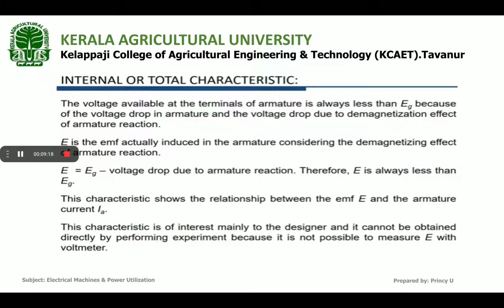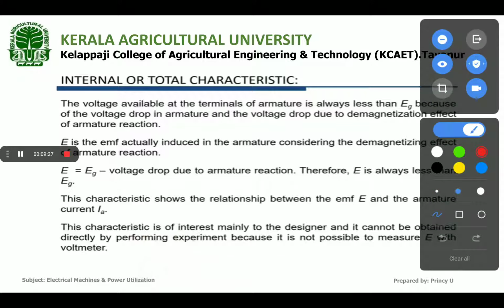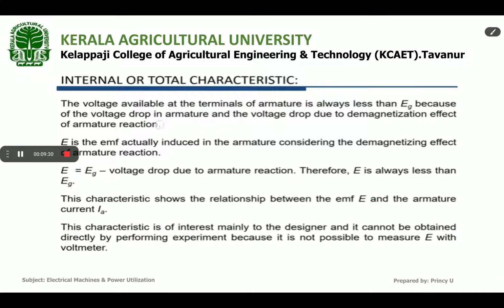Okay. So there will be two drops in the armature. We know that there is armature resistance, so there will be IaRa drop. Okay. IaRa armature drop means IaRa drop, and voltage drop due to demagnetization effect of armature reaction. Demagnetization effect will produce a weakening of flux and it will reduce Eg. Okay, generated EMF.